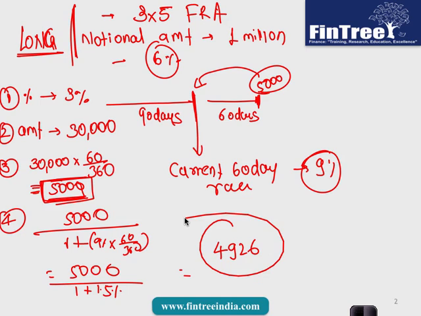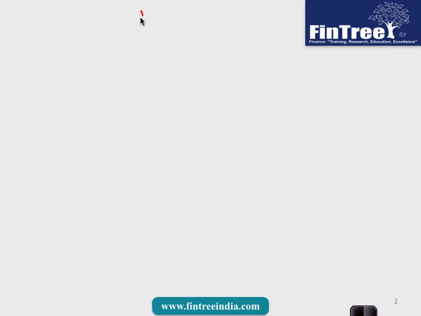Let's do one more example. Anything you're not being able to read? Rashmi? Done writing? Next example. Let us say we have a 1 by 4 FRA. Contract rate is 7%. Notional amount is 1 million.